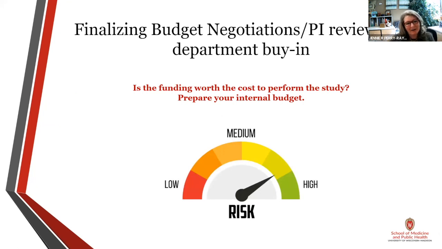Basically, I want to talk about, do you know your risks when you're negotiating a budget, and how can you mitigate those risks? We're going to talk a little bit about finalizing your budget negotiations, reviewing it with the PI and getting department buy-in. Basically, is the funding that you're getting from the sponsor worth the cost to perform the study? One way that you can mitigate that risk or see what you're doing is by creating an internal budget tool. Next slide.